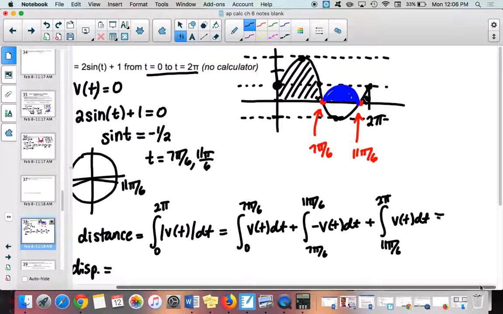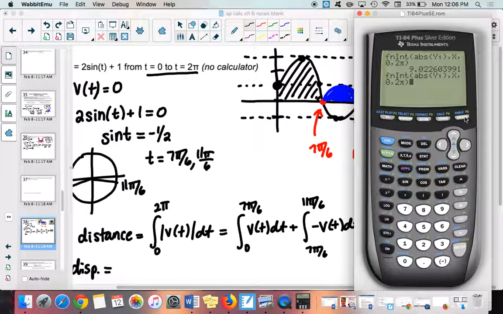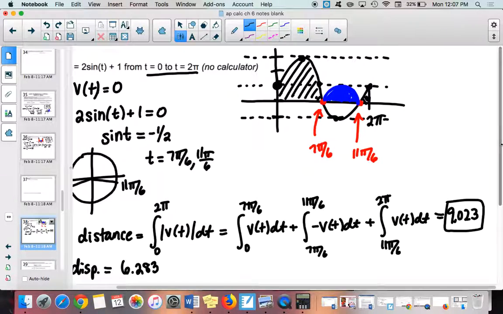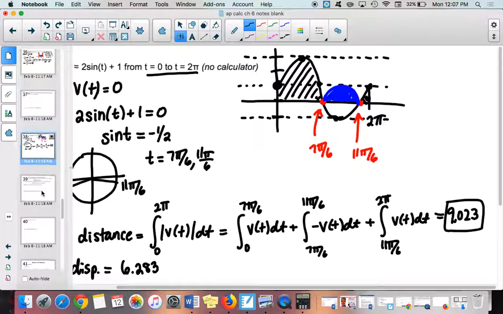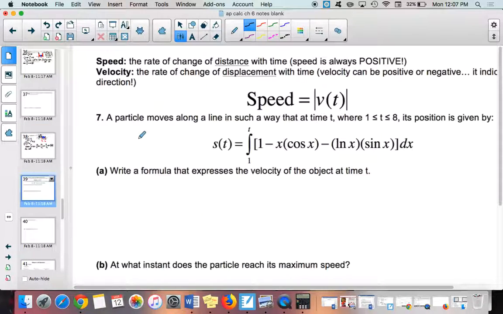All right, and then we want the same thing, but we want to remove the absolute value so we can get the displacement. So then you go in, you can do second enter, and just get rid of that absolute value. And you get 6.283. Do you guys think that's 2 pi? Let's see. Looks like 2 pi to me. All right, make sense? Okay, so do you guys understand the difference between distance and displacement?